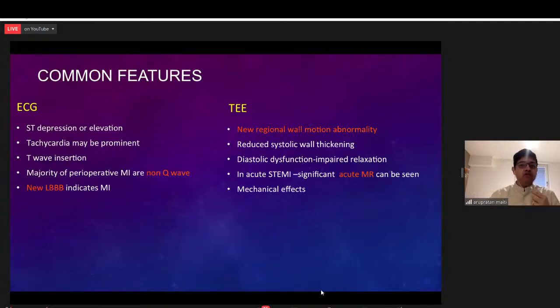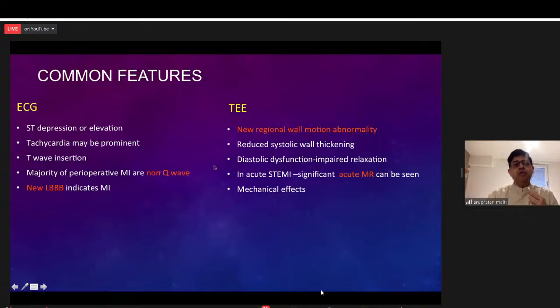Sometimes when you're extubating the patient, or before extubation, when you have stopped the anesthesia, the patient is having tachycardia, you're assuming that the patient is light, but that can actually be a sign of ischemia. And the majority of these perioperative MI are non-Q-wave MI. And new LBBB, as I told already, indicates a new MI.